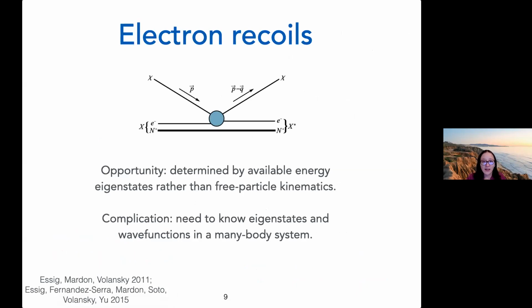All right, so let's focus in on dark matter electron scattering, which has become a very big topic for sub-GeV direct detection. As I was just saying, one advantage of it is that we can now use the available energy eigenstates of the electrons in the material rather than talking about free particle kinematics. Right? We're never scattering off of free electrons. And as a result, this is why it's so important that we now need to understand the many body physics and the details of these materials, because we need to know the eigenstates and wave functions in this more complicated system.